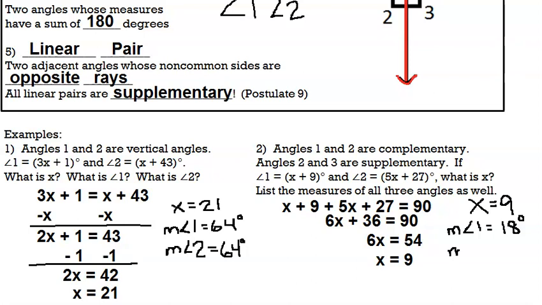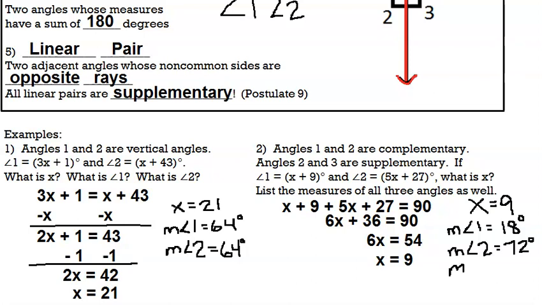Now there are 2 different ways we could figure out angle 2. We could either say, hey, these add up to 90, and we could subtract 18 to see how much is left over, or we could plug it in right here. Either way, you will get the exact same answer. 5 times 9 is 45, plus 27 is 72. No matter how you would have looked at it, you would have been able to come up with that.